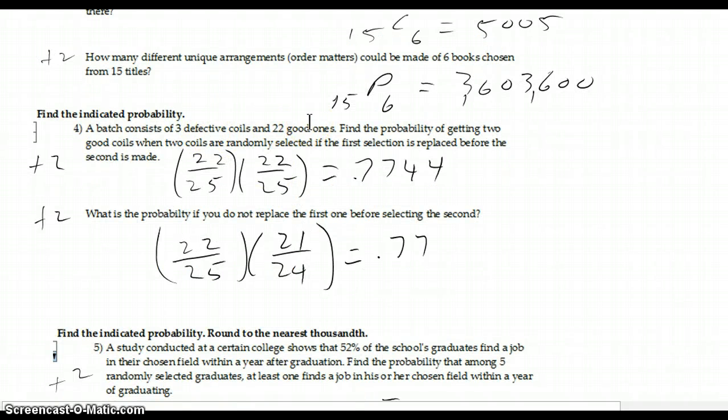Number 4, 3 are defective, 22 are good. So what's the probability you get 2 good ones in a row? It's 22 out of 25 that are good. And then again, if you replace it, to pick a good one is 22 out of 25. It's an AND situation, so we multiply.